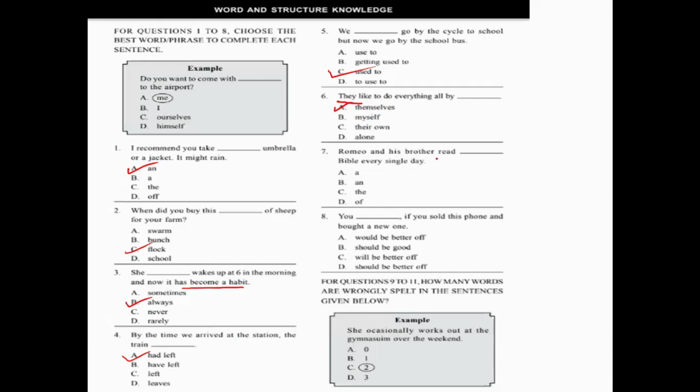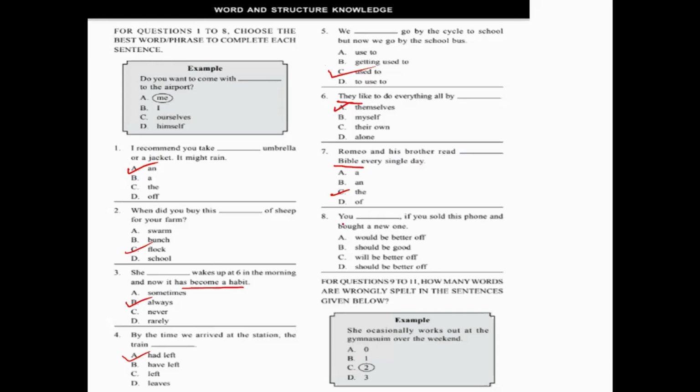Next, Romeo and his brother read dash Bible every single day. Bible, it's a holy book. So the correct article that we have to use before the holy books is the definite article the. Okay, so option C is our correct answer. Romeo and his brother read the Bible every single day.